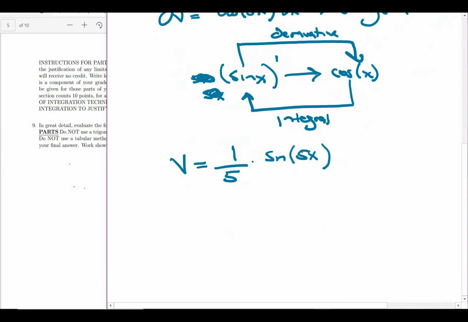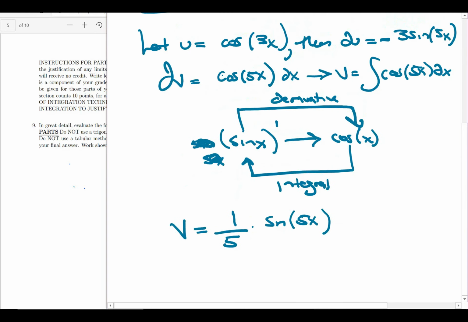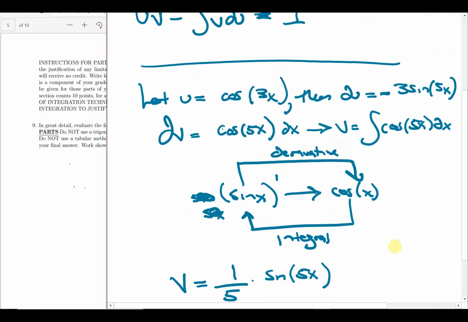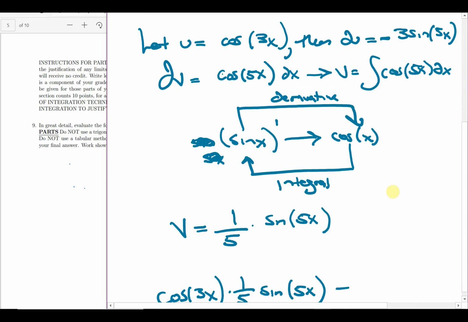So now we're just going to take uv minus v du. So u is cosine 3x, and then v is times 1/5 sine 5x. Okay. And then we evaluate at the limits. And then we do minus v du. So we have v, which was the 1/5.